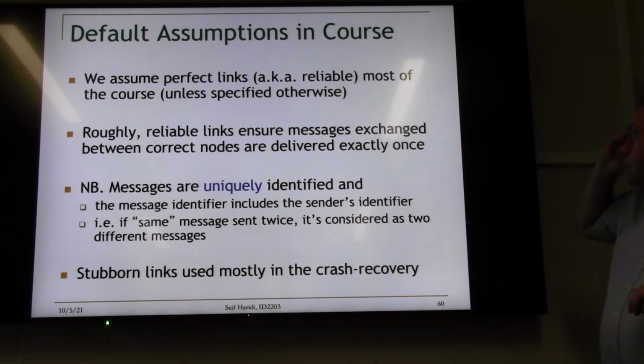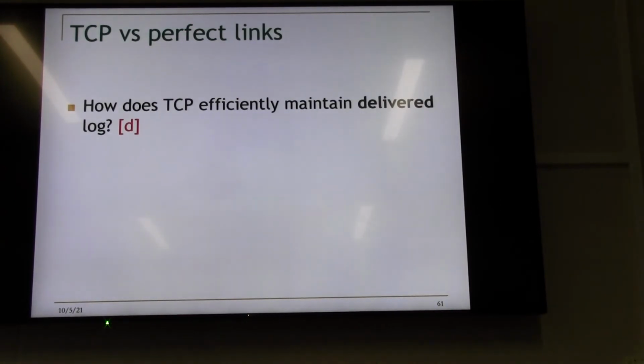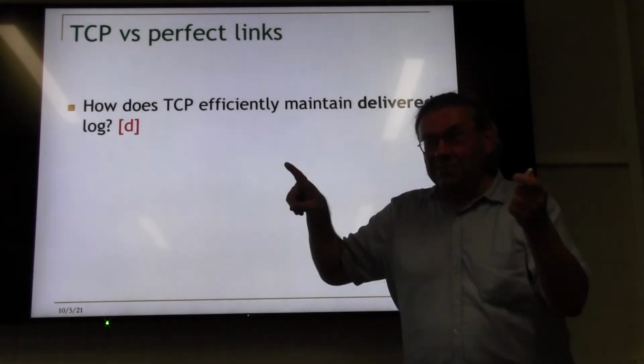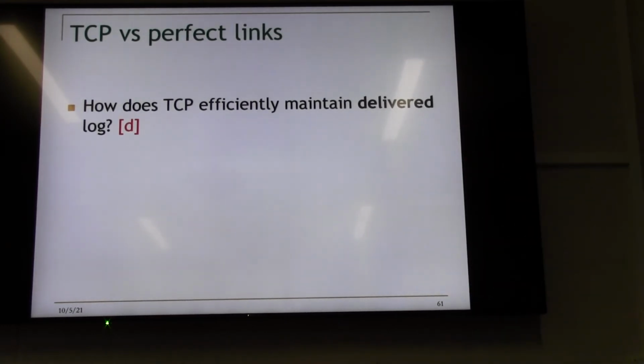Stubborn links are not that much used in practice, really, but they are used in crash recovery, because for databases, it can be useful to try more than once. This is, of course, not the most efficient implementation, but it's correct, and it's actually easy to prove that it's correct. If you look at TCP, you all know TCP, right? TCP doesn't work like this, really. It's more complicated.